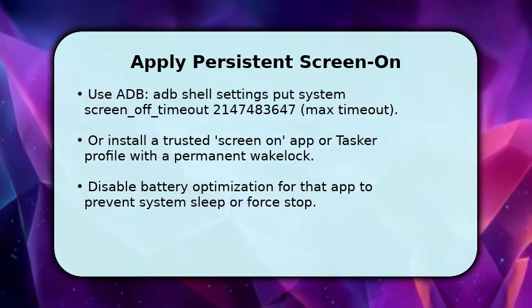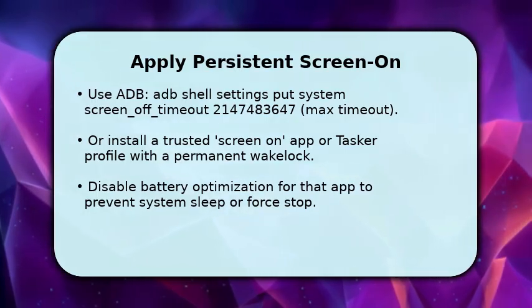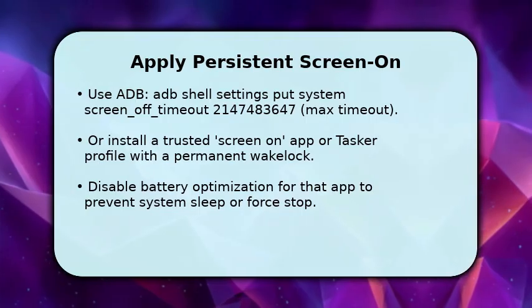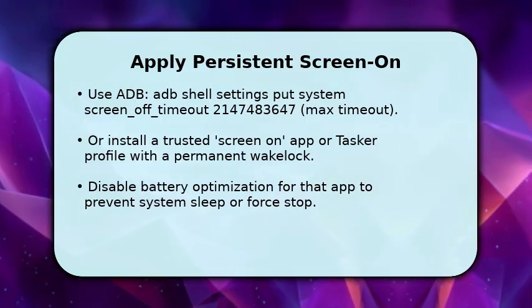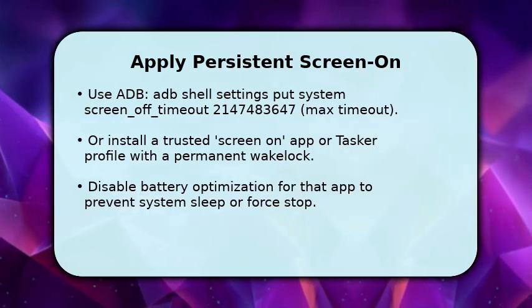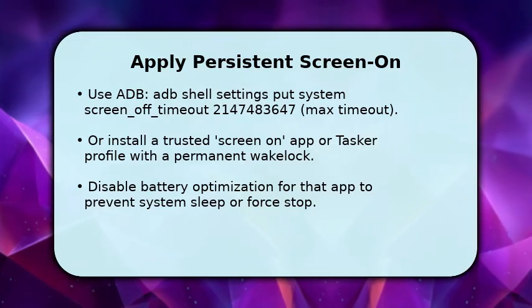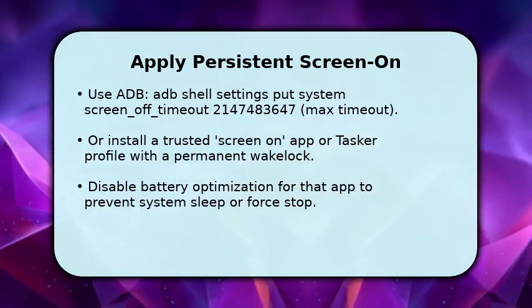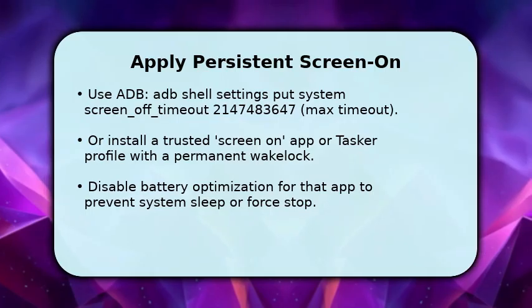Alternatively, install a reputable screen on app or create a tasker profile that acquires a continuous wake lock for the display. Make sure you disable battery optimization for the chosen app so the system won't suspend it. Once active, verify the screen stays on for several minutes to confirm the wake lock is persistent.